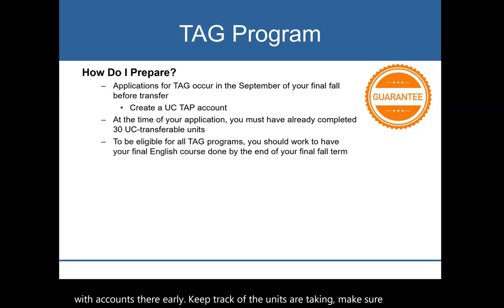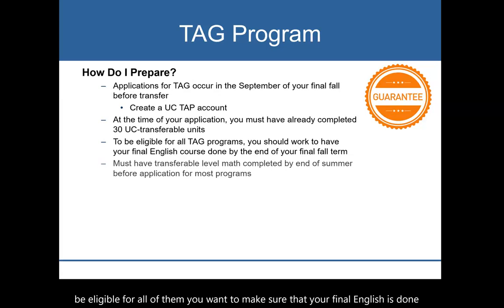To be eligible for all of the TAG programs, you should work to have your final English course done by the end of your final fall term. There are exceptions to this, and again, you'll find those in the TAG matrix. But to be eligible for all of them, you want to make sure that your final English is done by the end of your final fall. Again, we'll take a look at an example of an educational plan here in just a moment.